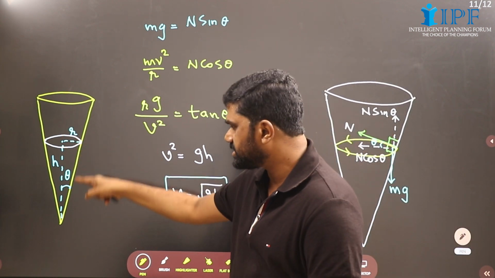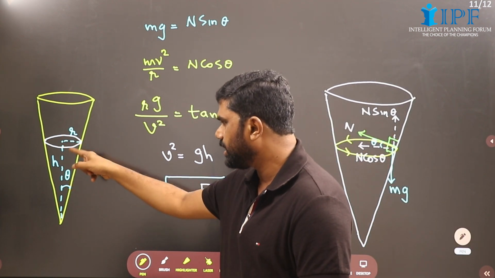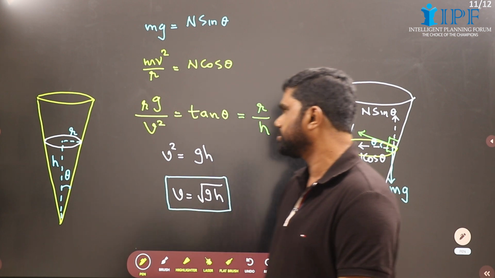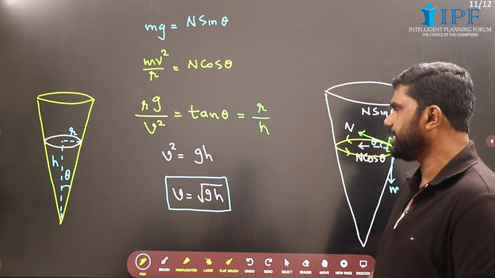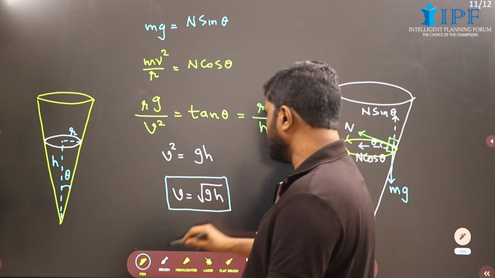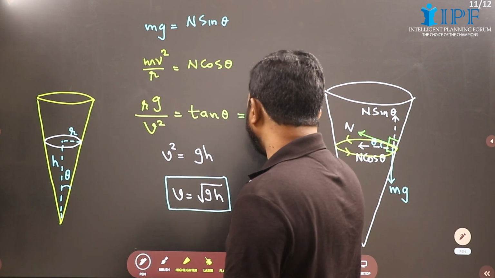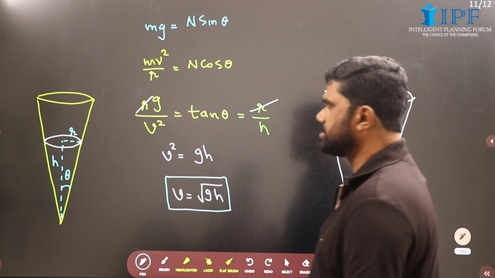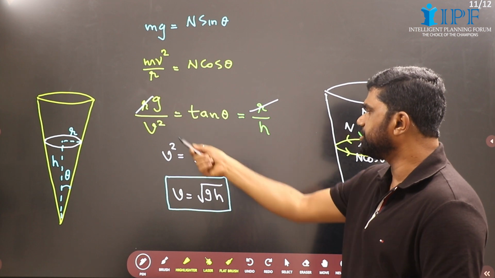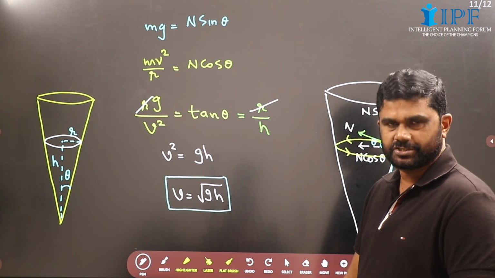Okay, now consider this right triangle. This is theta. Tan theta will be r by h. So tan theta is replaced by r by h. Now see, this r and this r can be cancelled. So v square will be gh and v will be root gh.